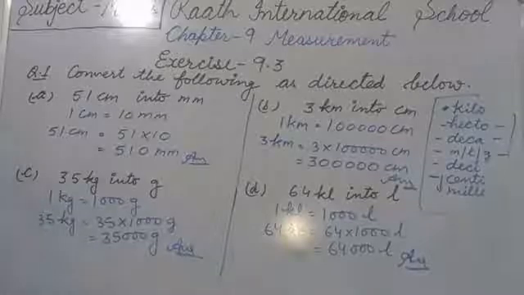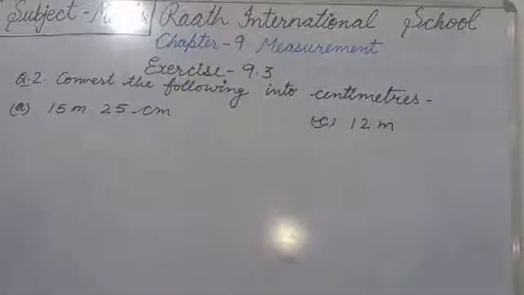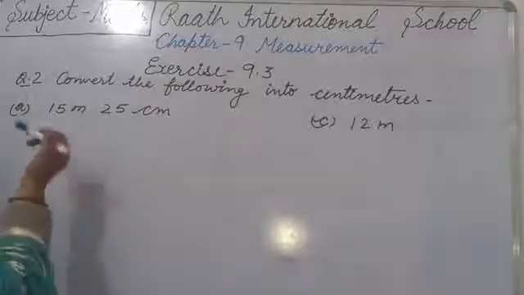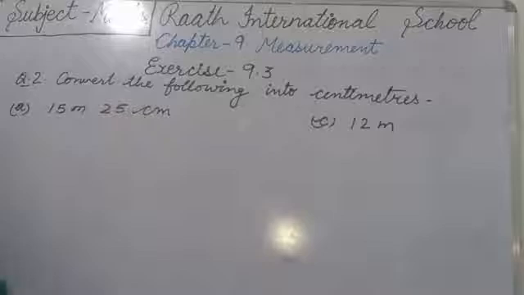Now we will do question number 2. Convert the following into centimeters. So here is A part. Like the A part we have B part also and D part also. A, B and D are same and C is different. So I take C part also. A, B and D same. So we will do here A part.